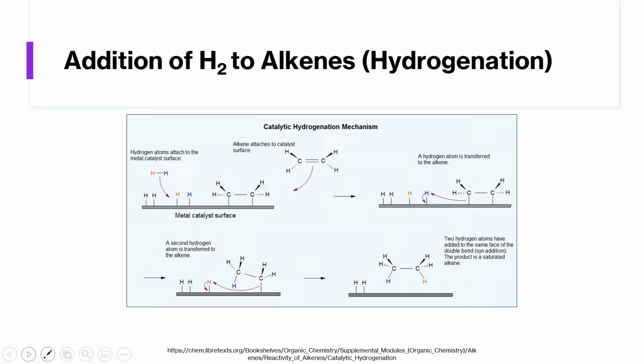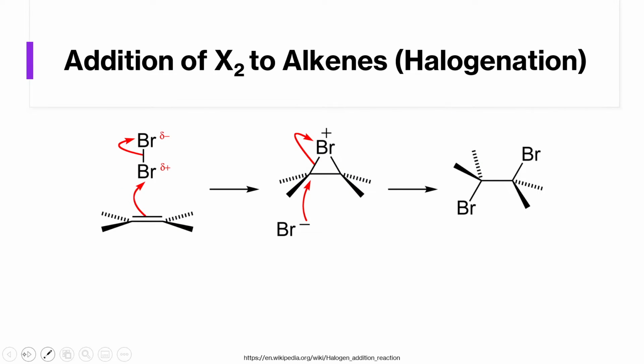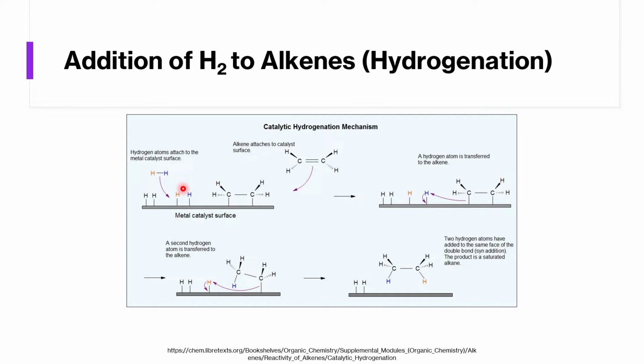Another reaction that we might see is the addition of hydrogen to alkenes. Now, this reaction, and we can see this here, requires a metal catalyst. So what the metal catalyst will do first is separate these two hydrogen atoms. The double bond can't do it by itself like it did for the X2 reaction in this step. So these guys need to split first.